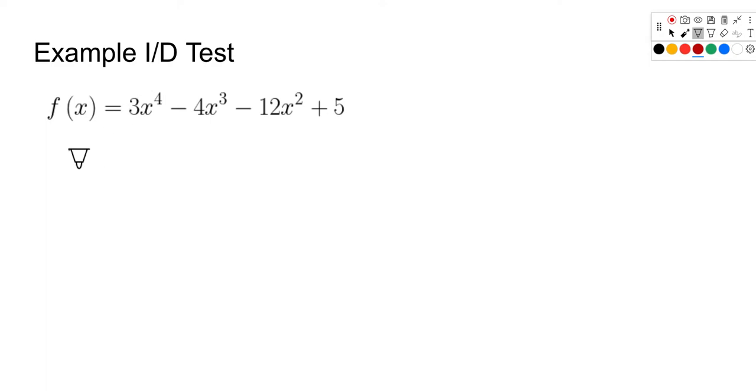Okay, so we'll take its derivative. 4 times 3 gives us 12x to the third power. 3 times 4 is 12x to the second power. 2 times 12 is 24x, and the derivative of 5 is 0. Okay, so we've got the derivative now.